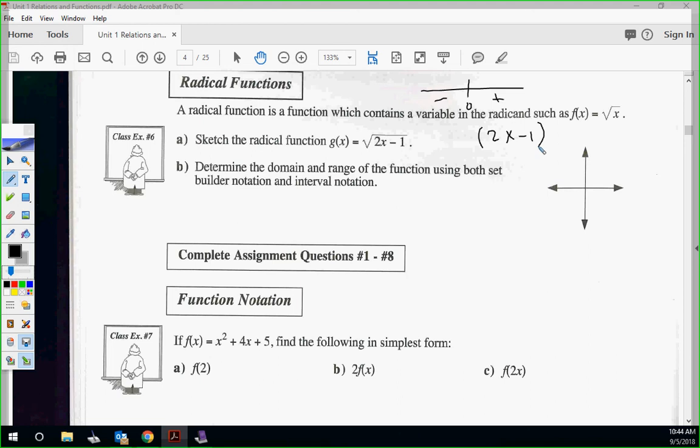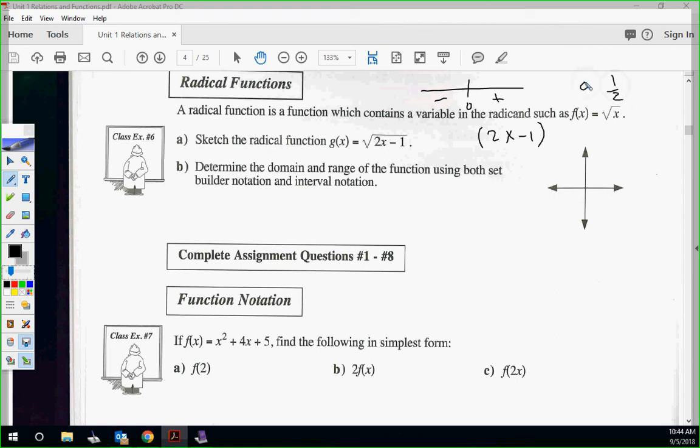What's that 0? 1/2, right? Add the 1, divide the 2. It's 1/2. So that's where your restriction starts because that's the 0. Because watch, put in 0 here. So we said 1/2, right?